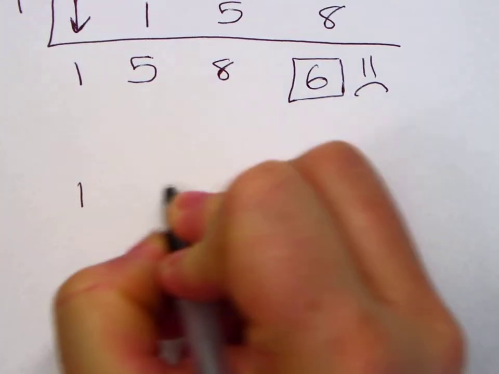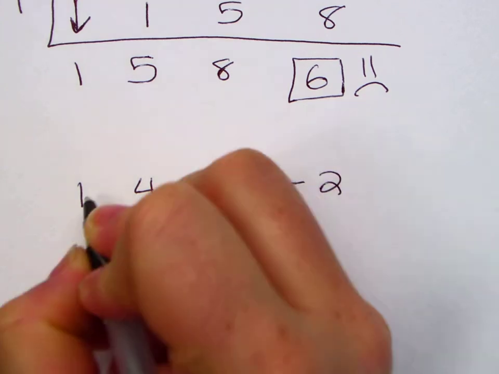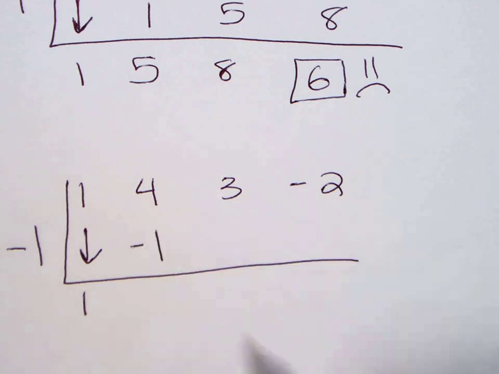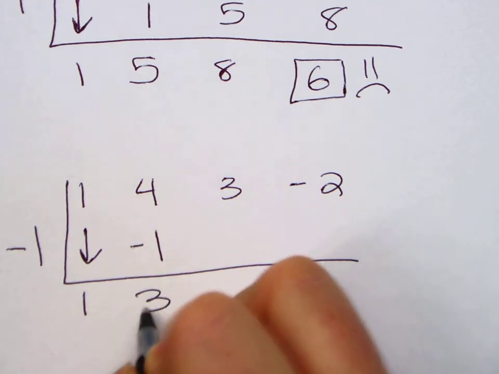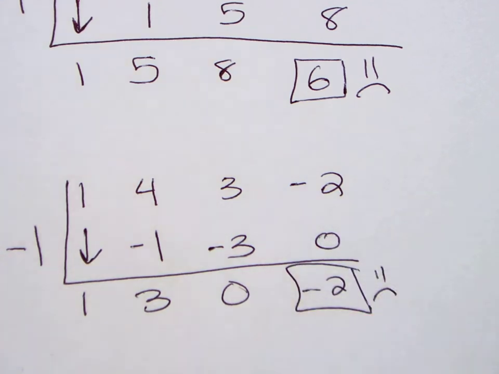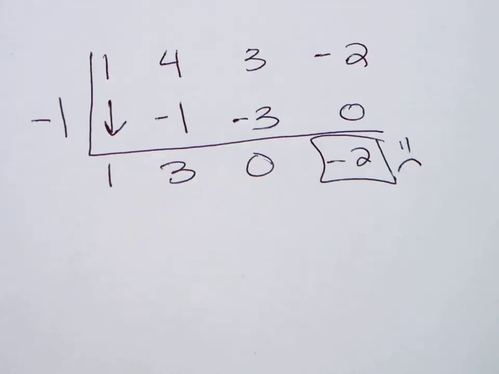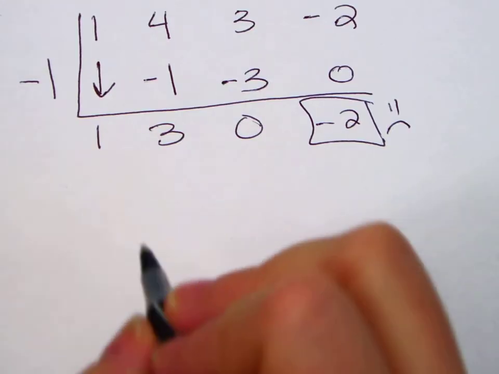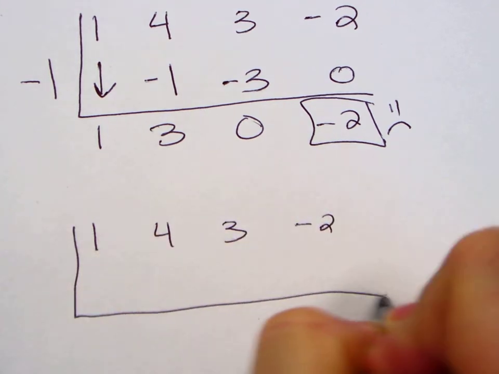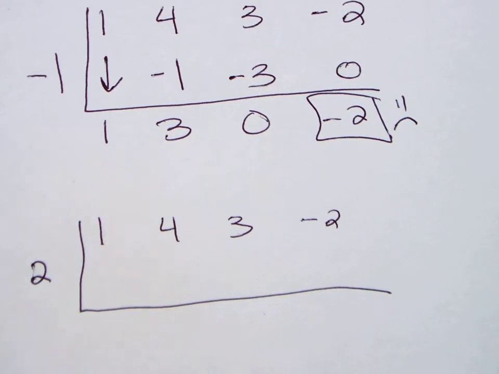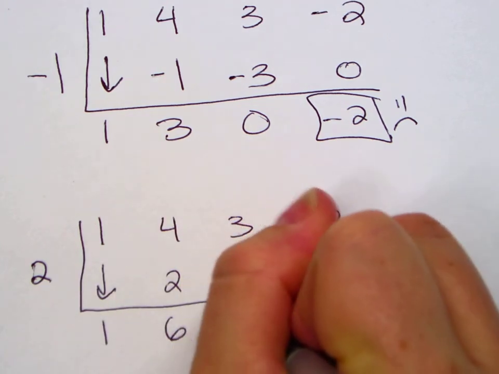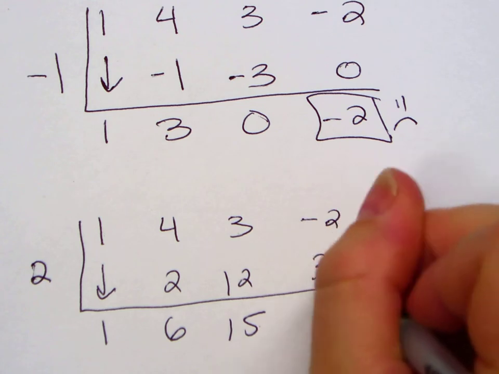Do it again. 1, 4, 3, negative 2, with negative 1 on the outside. 1, negative 1, 3, negative 3, 0, 0, negative 2. All right, so that didn't work. Try again. We did 1 and negative 1, now we're left with 2 and negative 2. 1, 4, 3, negative 2. Let's try 2 on the outside. 1, 2, 6, 12, 15, 30, 28.